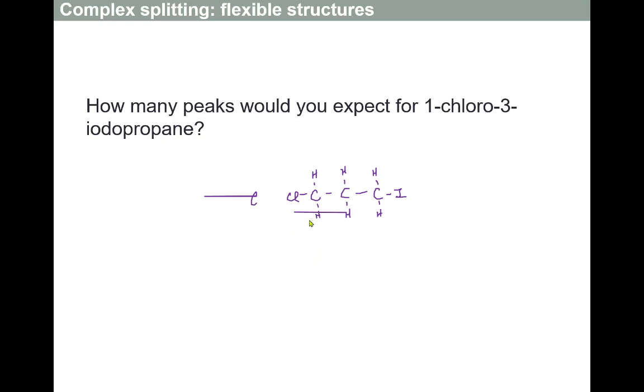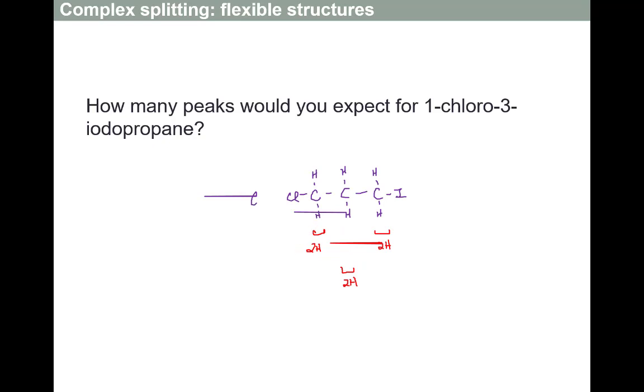Okay, how many peaks do I expect? Well, hopefully by this point in the discussion, it makes sense that we've got 3 kinds of hydrogens here. I've got a 2 hydrogen peak here that's close to the chlorine. I've got a 2 hydrogen peak over here that's close to the iodine. And I have a 2 hydrogen peak in the middle that's kind of further from both. So I would expect 3 different signals. Now, how would they be split?